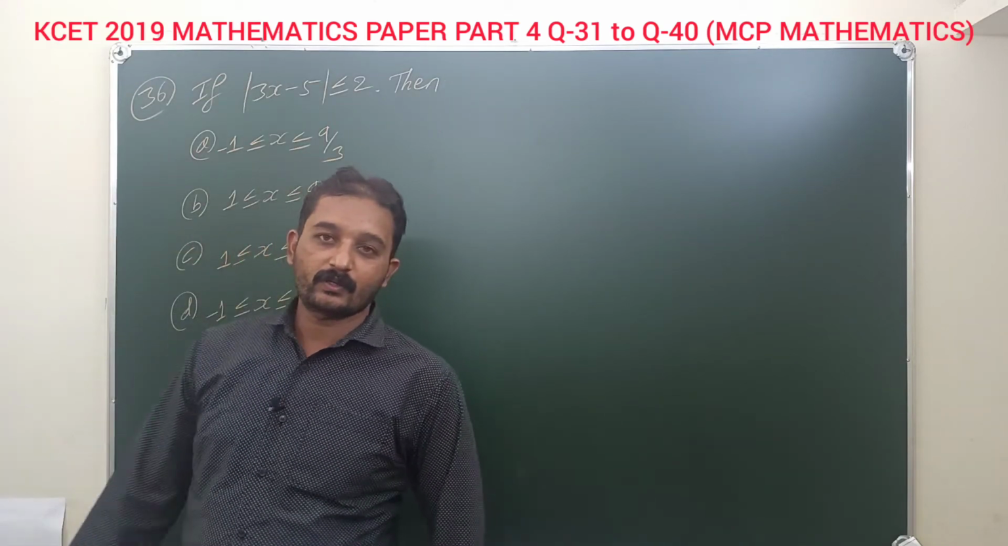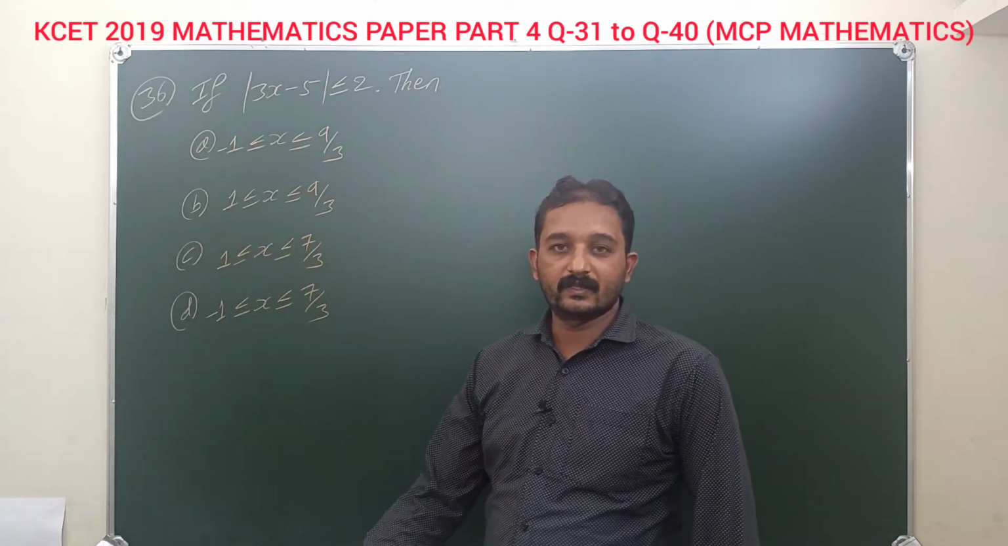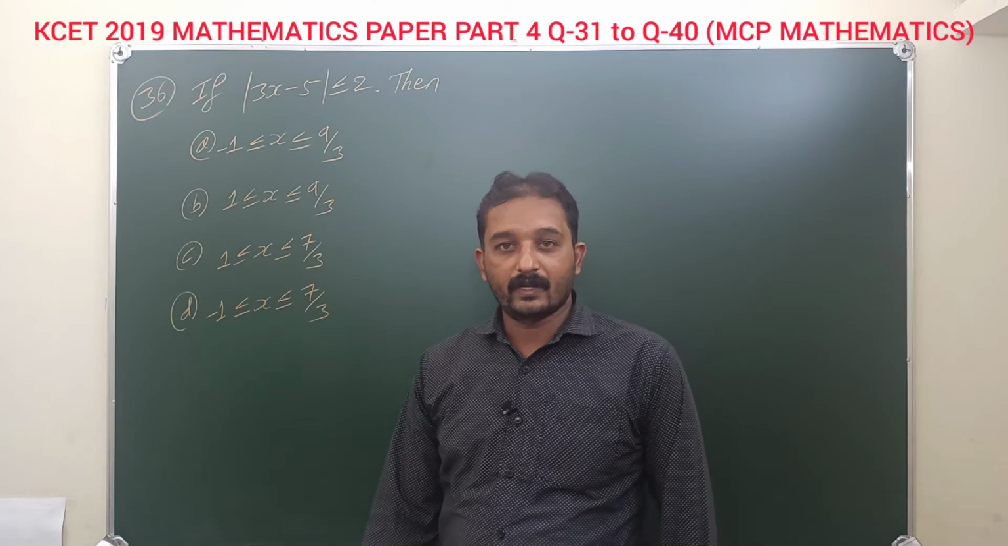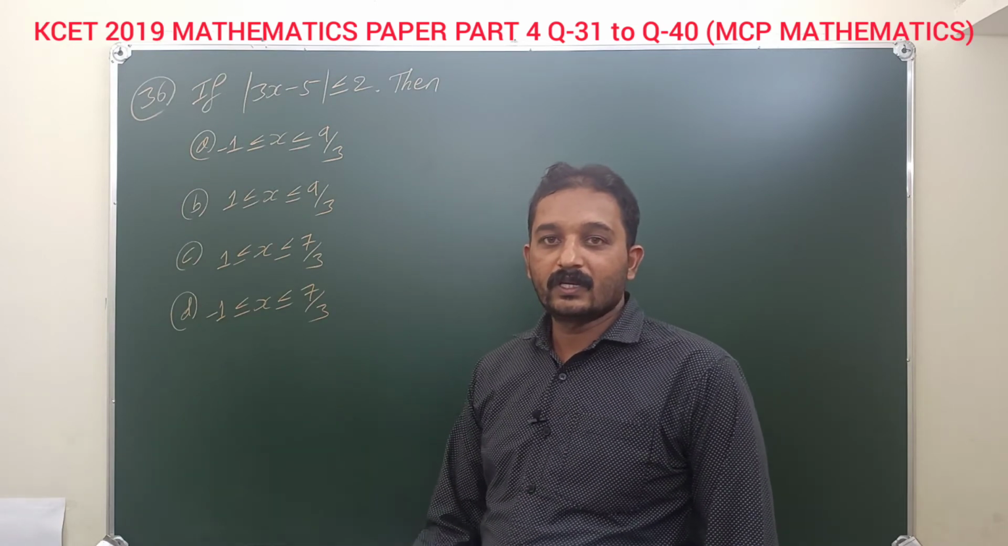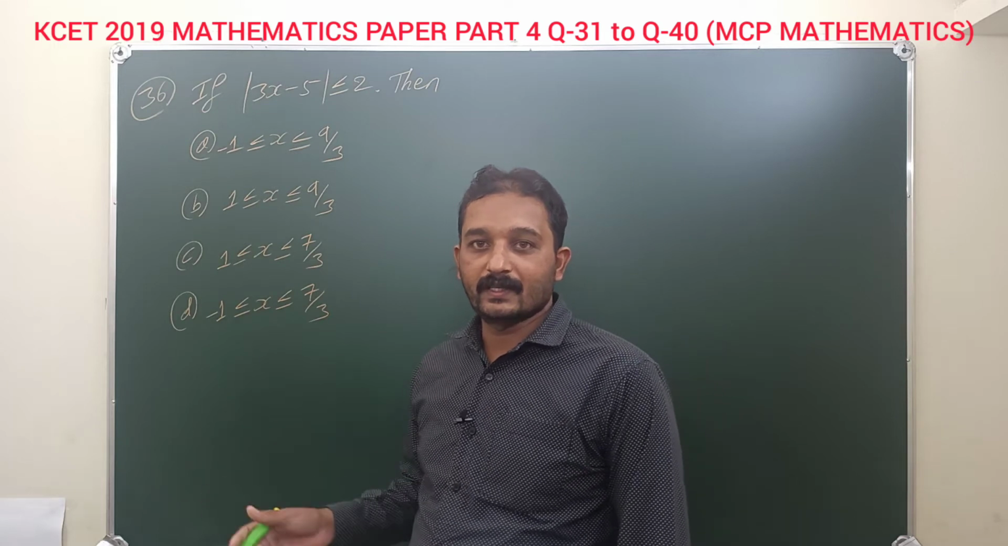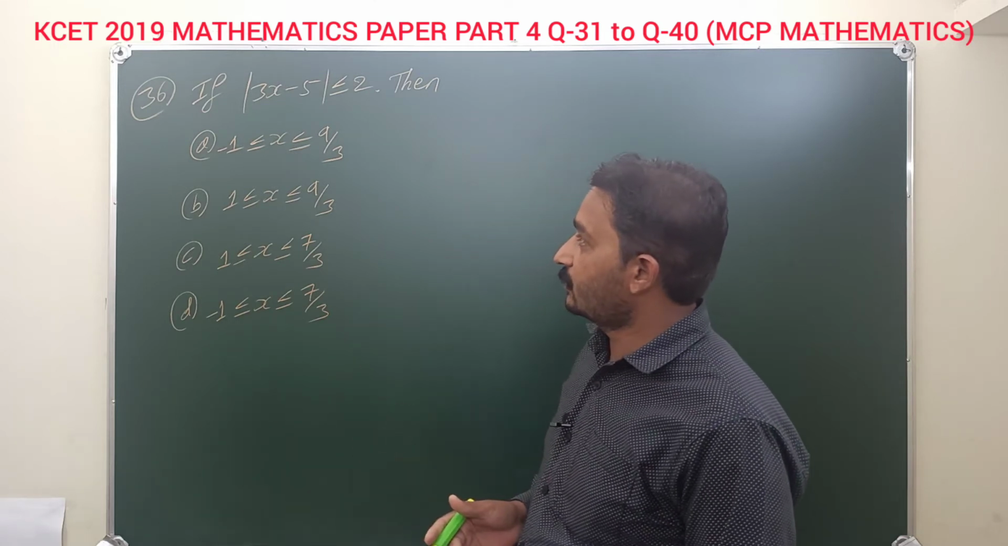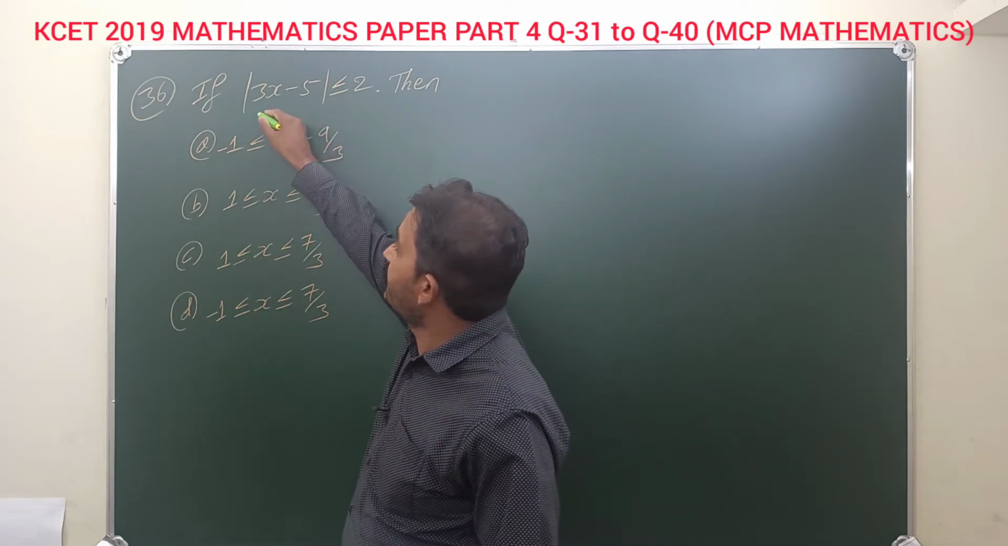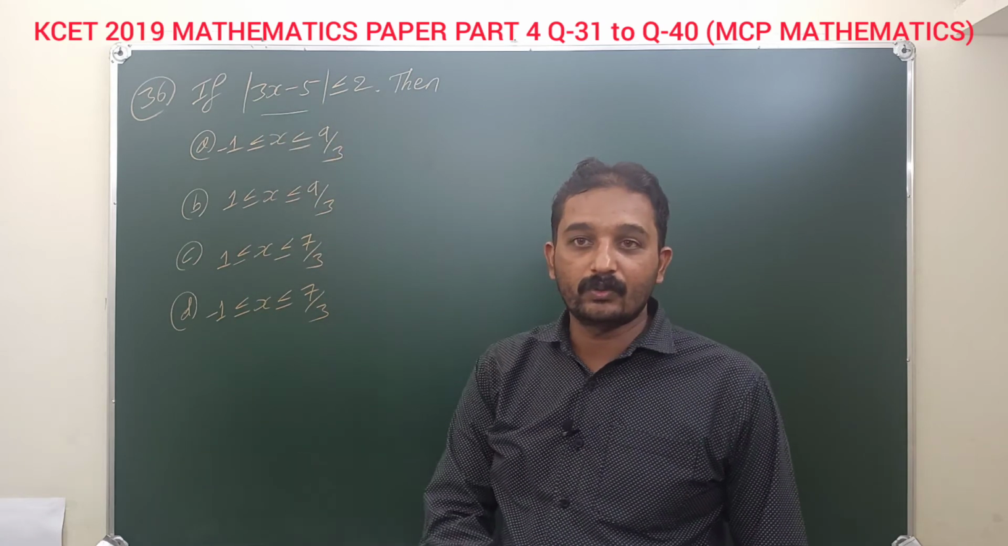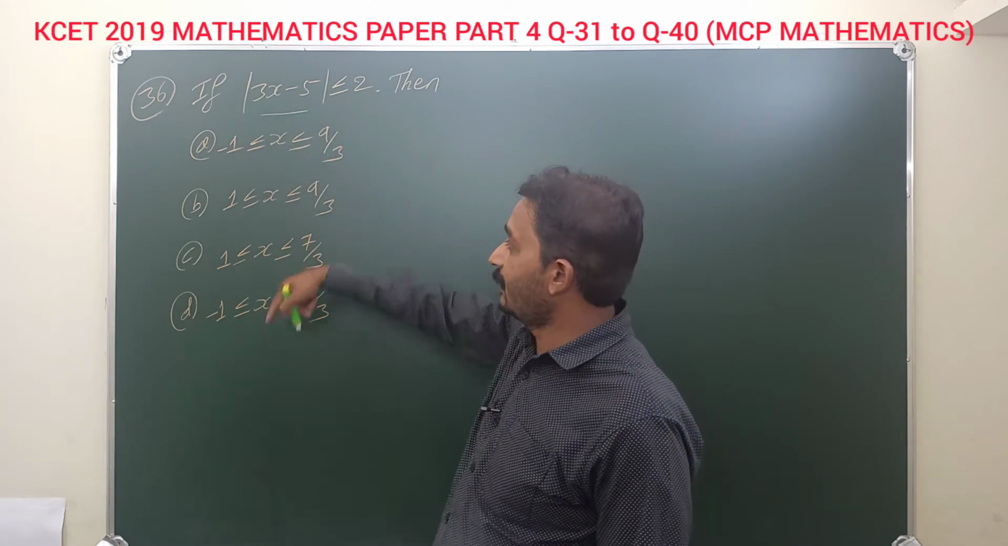Now let us move on to question number 36. This question is based on the chapter Linear Inequalities, which belongs to the first year. Usually they ask one question on this chapter in KCET. Let us take the first question. If modulus of 3x minus 5 is less than or equal to 2, in this case we have to find out the x value.